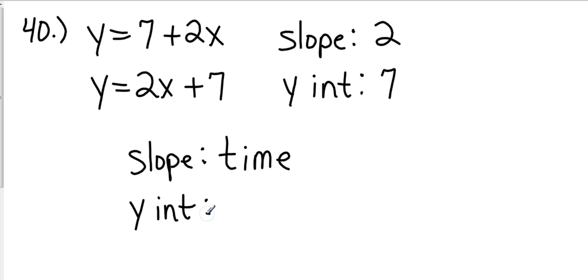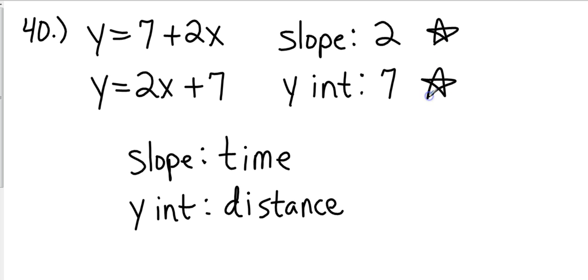And so the whole problem is about how much time it takes and how tall it gets. So if I've already used time, my y-intercept has to be distance. Okay, so this is a 3-part problem. All right, one for the slope, one for the y-intercept, and one describing what each of them are. Again, slope is time, y-intercept is distance. Okay, let's look at number 41.